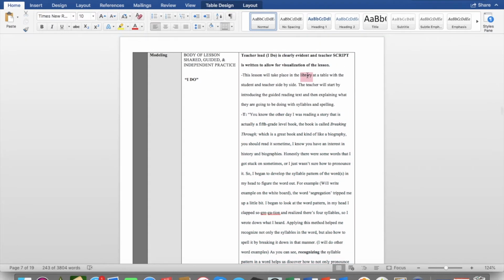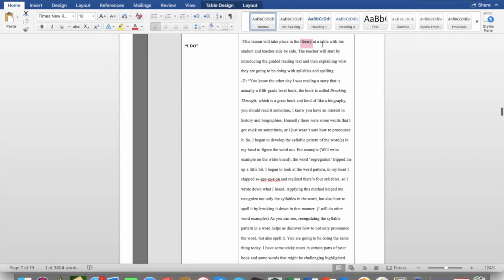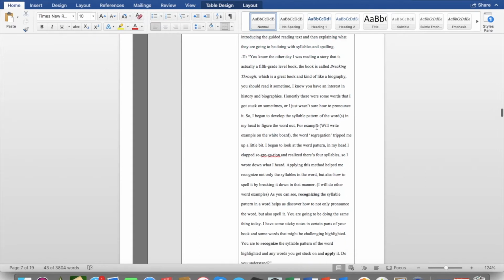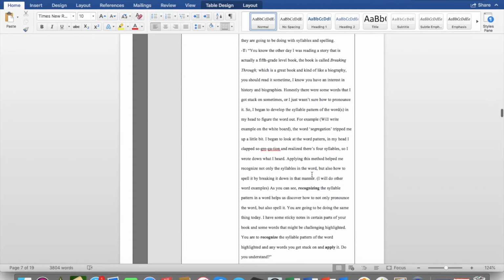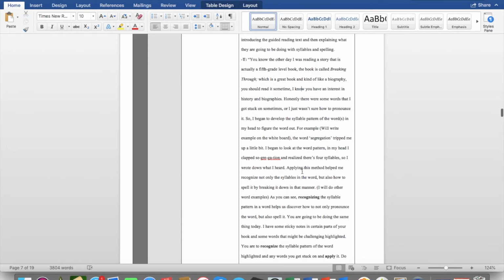So I said this lesson will take place in the library at a table with the student and teacher side by side. The teacher will start by introducing the guided reading text and then explaining what they are going to be doing with syllables and spelling. So here I introduce the book and the whole idea of syllables and how I got stuck on a word and how I use syllables to help me. So that's kind of like, in a way, an introduction and a hook.